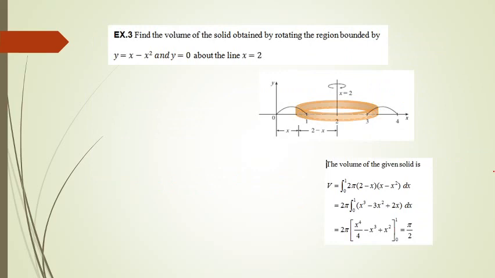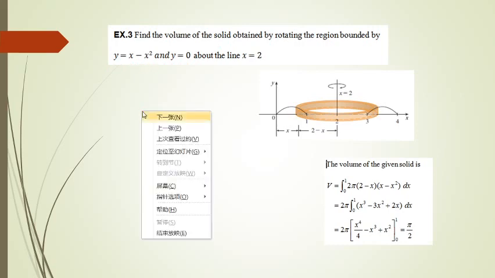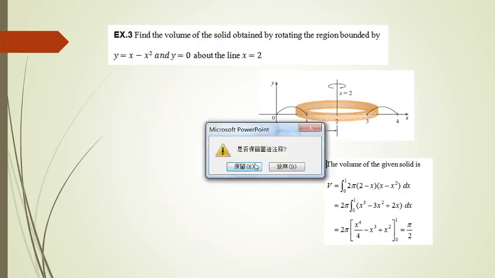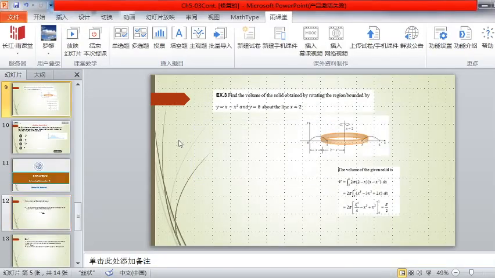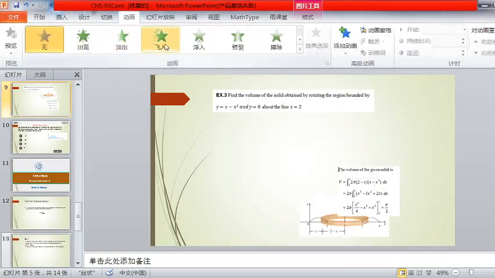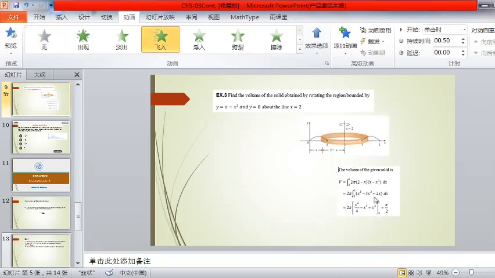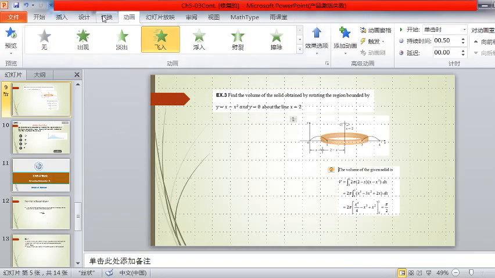So this one. Find the volume of the solid obtained by rotating the region bounded by y equals x minus x squared. Let me just show you how we work out step by step. And be patient. Let me finish this example, then we will do the quiz and take a break. So be patient.